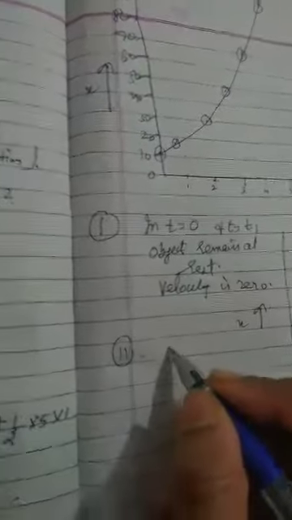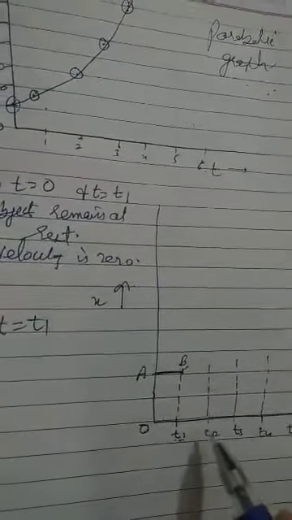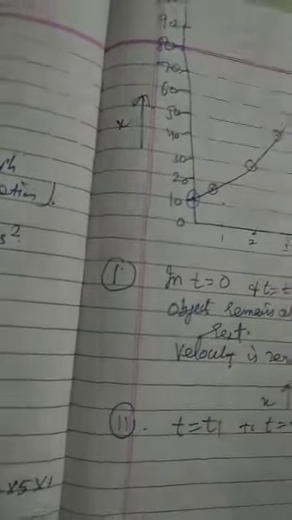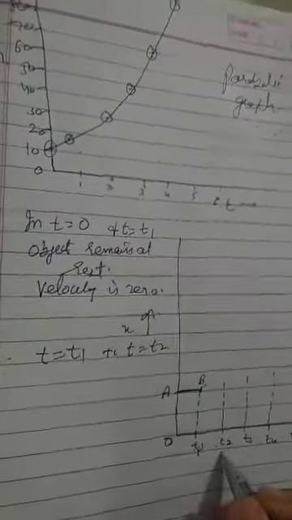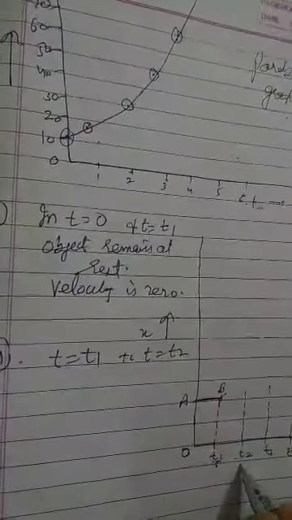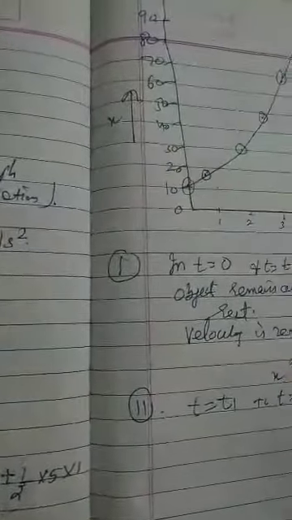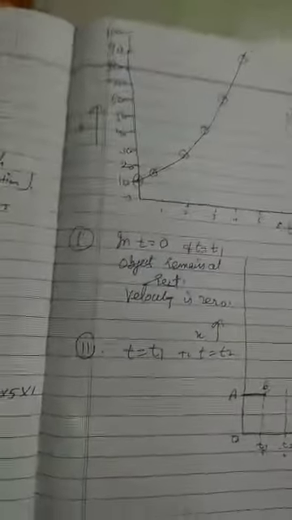Next, the second point, in the next time interval. First of all, we have taken 0 to t1, now t1 to t2. From t1 to t equal to t2, in this time interval, the object speeds up with constant acceleration. Okay, we already have taken that acceleration is constant, that is 5 meters per second squared. So in this time interval the object speeds up with constant acceleration.